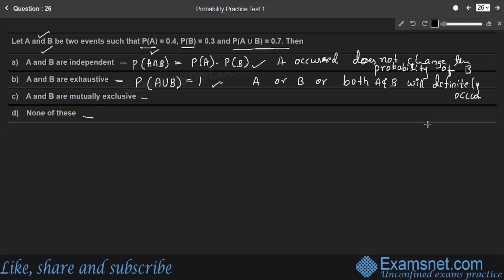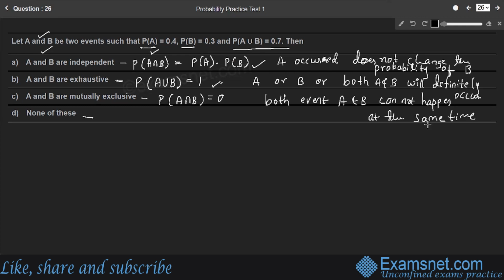The next option is A and B are mutually exclusive. It is possible when the probability of A intersection B is equal to 0. Mutually exclusive means both events cannot happen at the same time. Then we can say A and B are mutually exclusive. So we have to check which of the given options is correct.